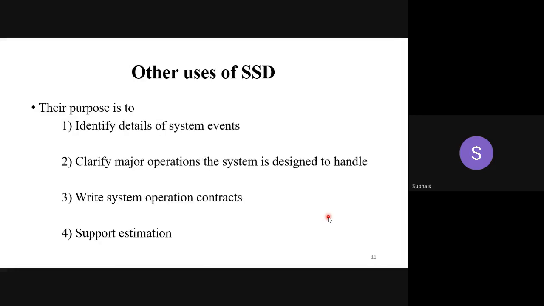So these are the other uses. It's mainly used to identify the details, what events are happening. It will clarify the major operations and it will help write the operation contracts. Operation contracts means, for a particular message, what the reply message should be. Operation contract is a very separate thing. We will see it in the third unit also. You can write the system operation contracts, the agreement between the librarian and the user.